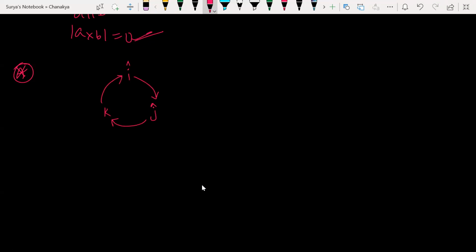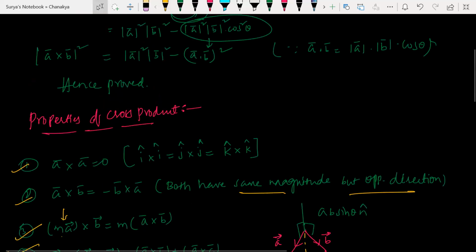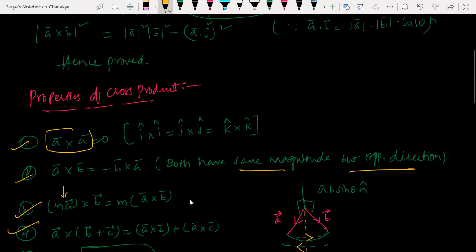Now look at it. Guys, the first property, look at this. In the first property, what happens? A cross A. A cross A is nothing but what? What is the formula? Magnitude of A sin theta n cap. N cap तो unit vector छोड़ो इसको. Alright? देखो sin theta, right? Sin theta. ये तो देखो when sin theta becomes 0.